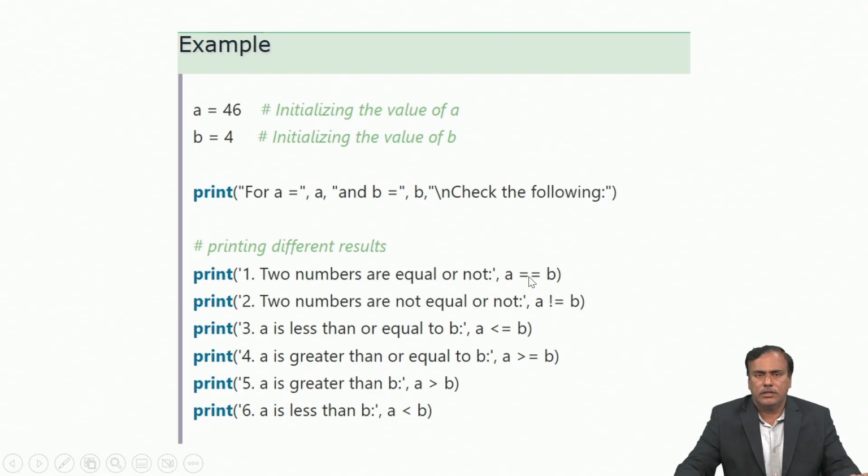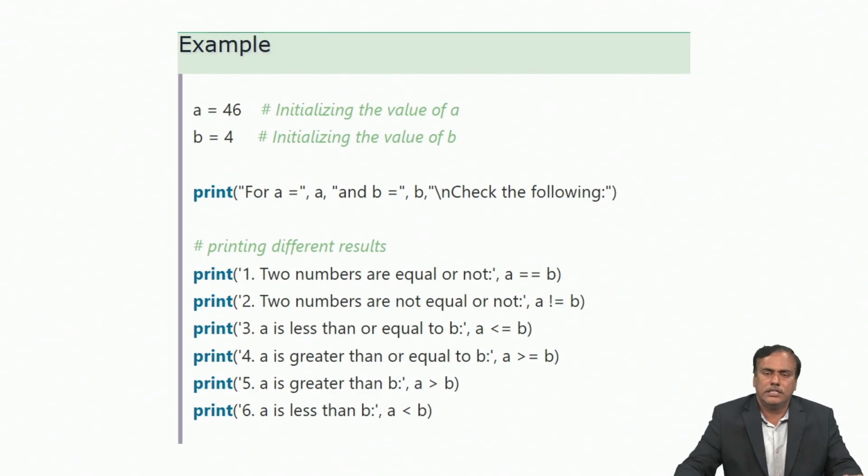So is A equal to B? No. Therefore it is going to return a Boolean value, false. And here A is not equal to B. This statement is true. Therefore it is going to give a Boolean value, true, like that. And then A less than or equal to B. Is 46 less than or equal to 4? No. Therefore you are going to get false. Like this you are going to get the output on execution of this code.